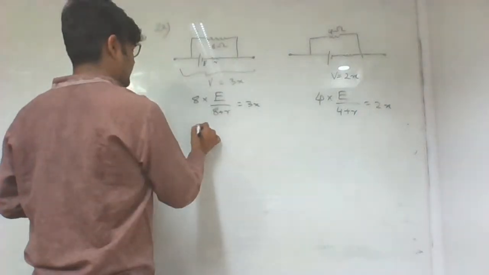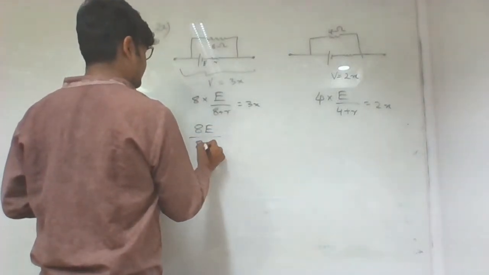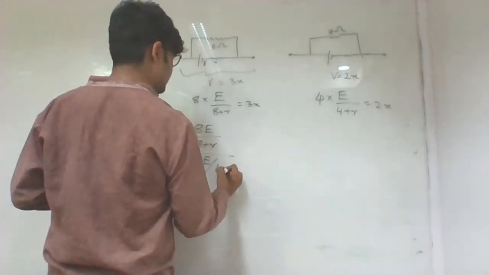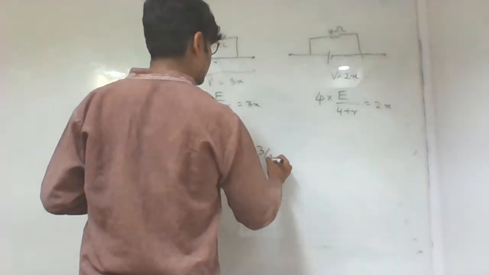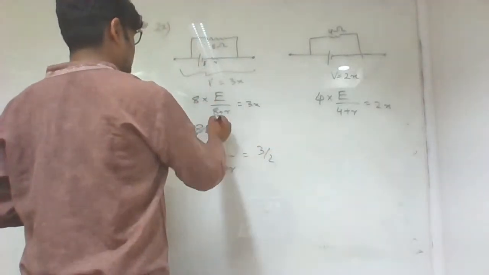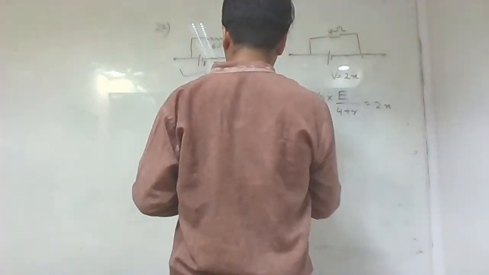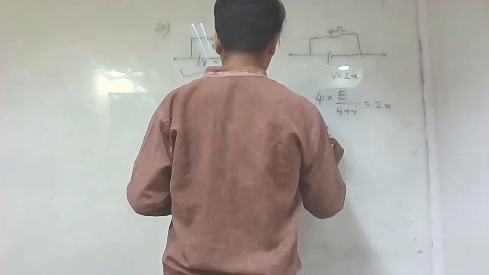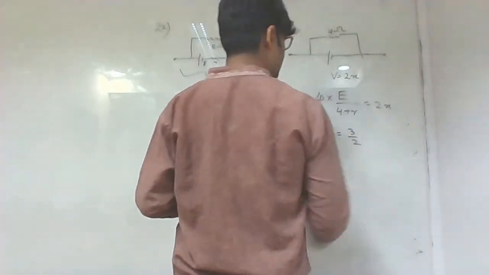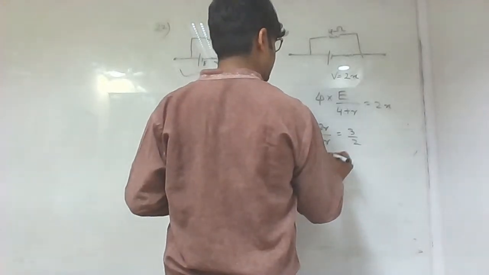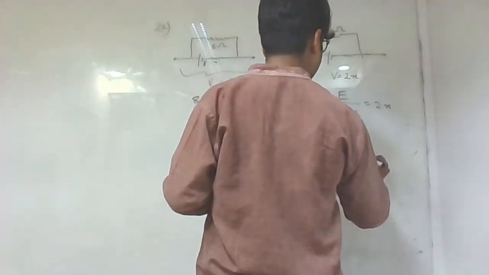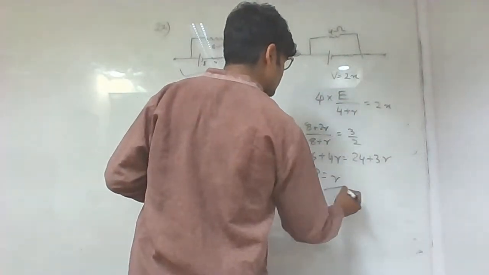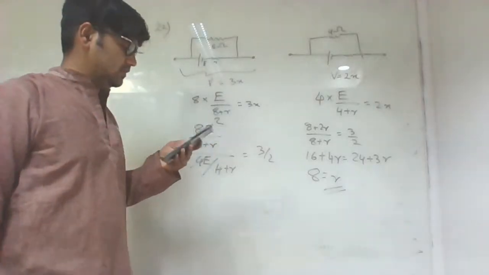So 8E upon 8 plus R over 4E upon 4 plus R is equal to 3 by 2. This is 2. 8 plus 2R upon 8 plus R is equal to 3 by 2. 16 plus 4R is equal to 24 plus 3R, which gives R equal to 8. So the internal resistance is 8.